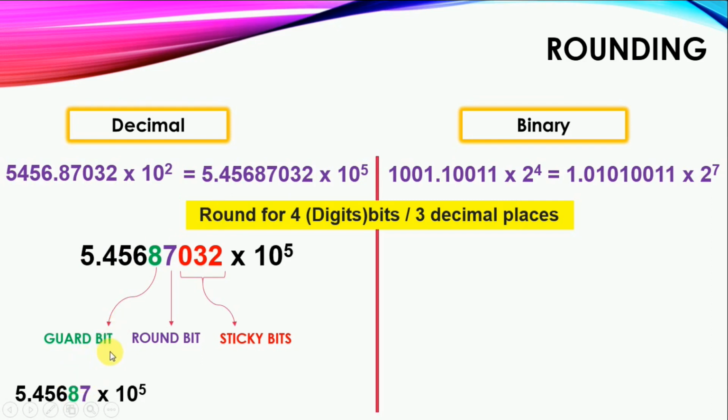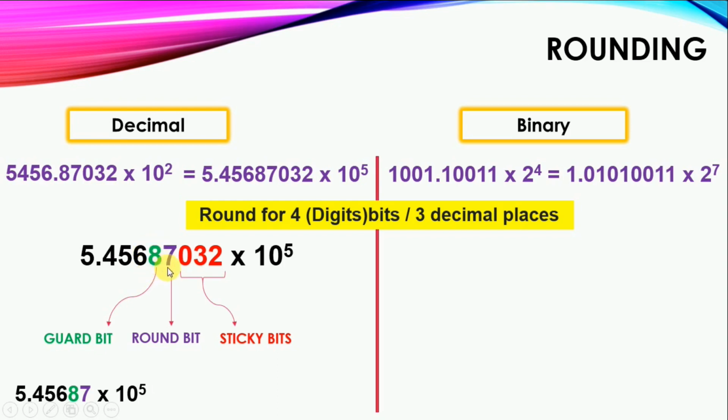If, for example, I have only the guard bit present in my question, say I have only 5 bits and I have to round for 4 bits, at that time we will be having only the guard bit. If the guard bit is in the range 0 to 4, I have to round down. If the range is from 5 to 9, I have to round up. This is the case only when I am having the guard bit alone.